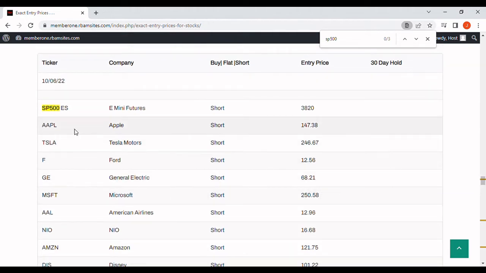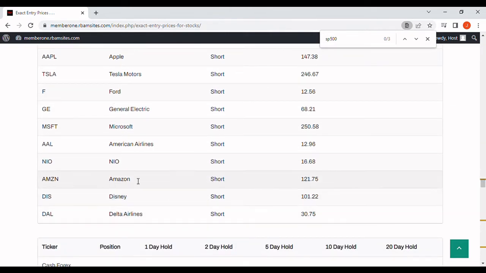We can add more, but right now we have the S&P 500 and about 10 other stocks, which I'll show you in a minute. Let's go down here and take a look at NIO. We were looking at that earlier. You can see there was a buy price up there in the 15s for NIO. And not surprisingly, for a trend following system, there's a short here today at 16.68.